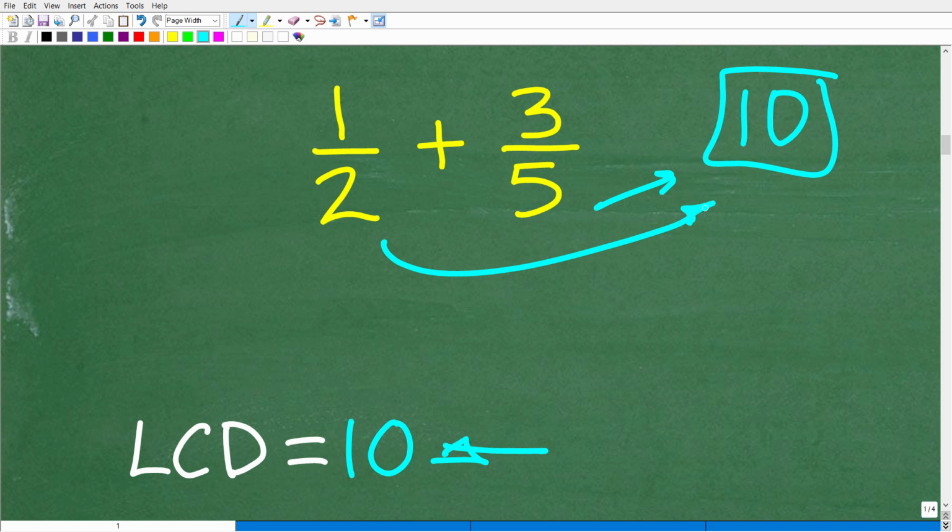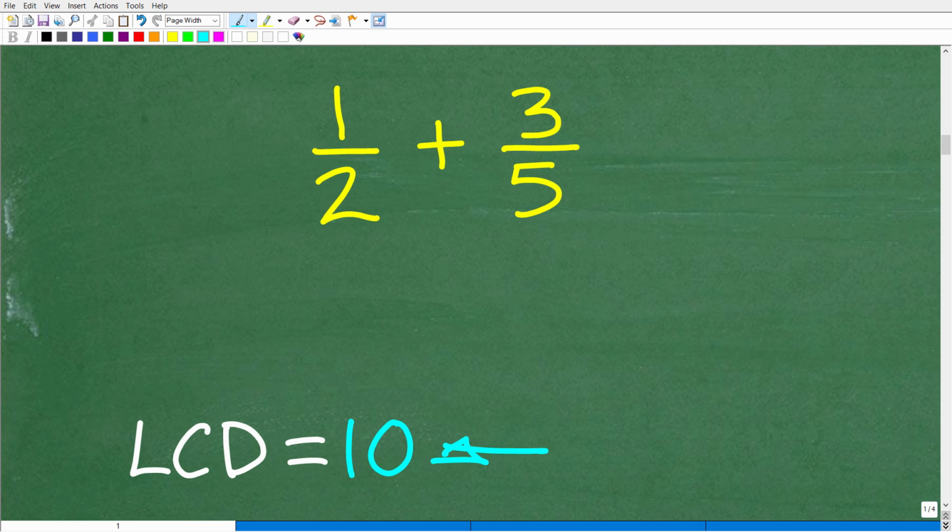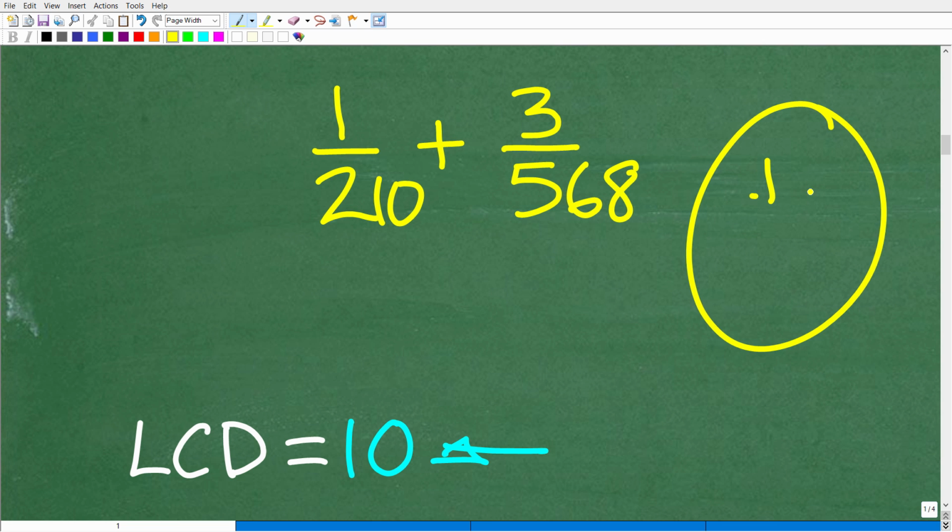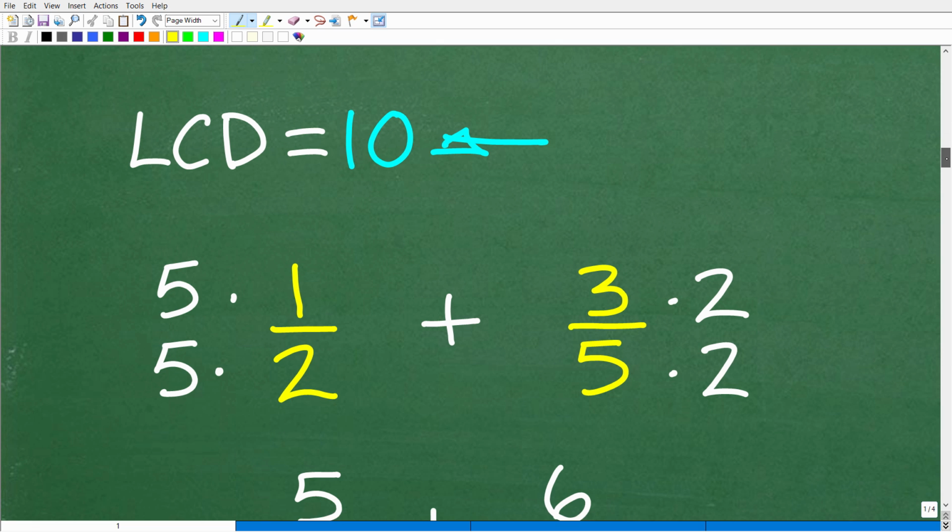Okay, but the actual technical way to find the LCD is much more complicated than just thinking of the lowest number that both of these numbers go into. Because if I give you a problem like, let's say 1/210 plus 3/568, most of you might be like, all right, Mr. YouTube Math Man, I quit. This is why I just don't like math. Well, how you find the LCD here really is a specific procedure that's kind of beyond the scope of this particular video, but you need to still understand it. So again, I'll give you some recommendations on all this. But anyways, let's get back to this fraction problem.